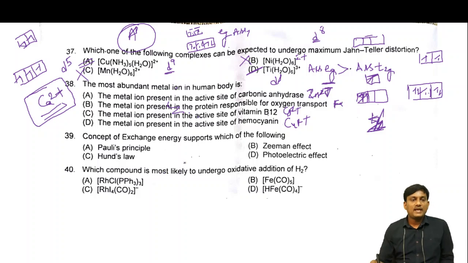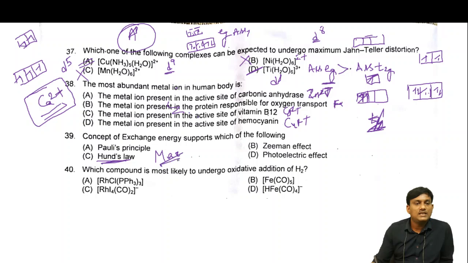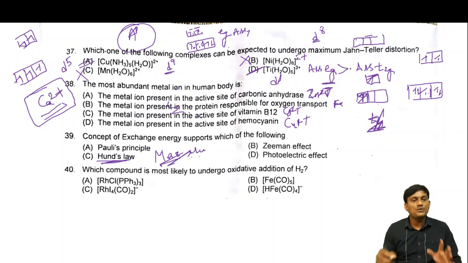The concept of exchange energy supports which of the following? Pauli's principle, Zeeman effect, Hund's law, photoelectric effect. Okay, if you take Hund's law, maximum spin multiplicity, this principle supports the concept of exchange energy. If you take an electronic configuration which has maximum spin multiplicity, that state has more exchange energy. That's why that configuration is more stable. So which one is the correct option? C is the correct option.